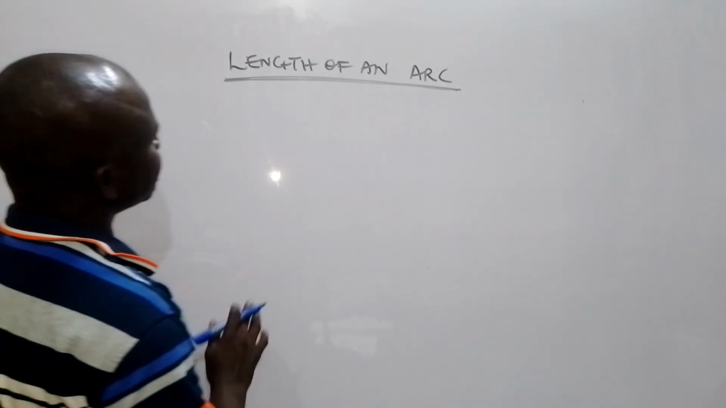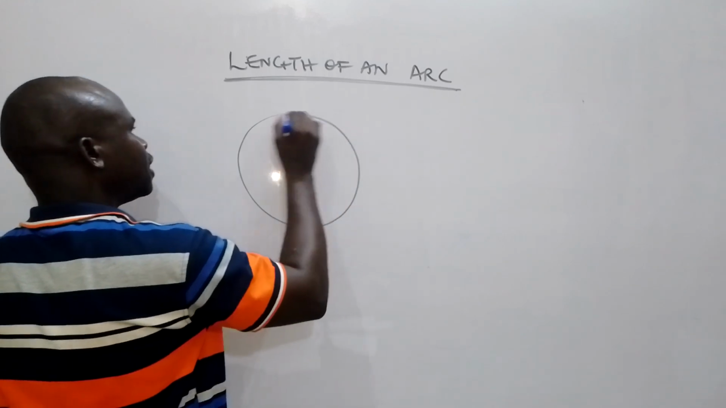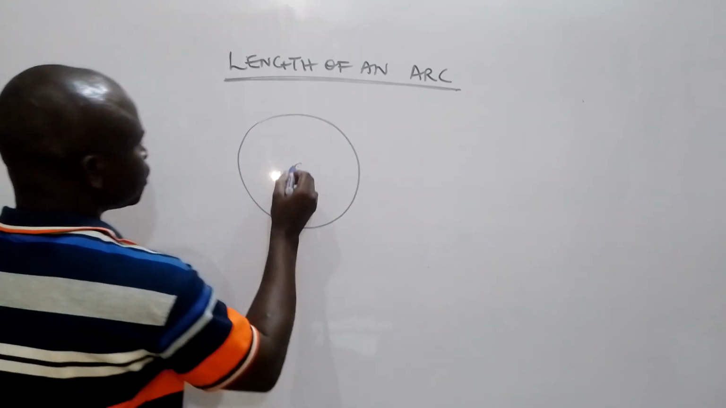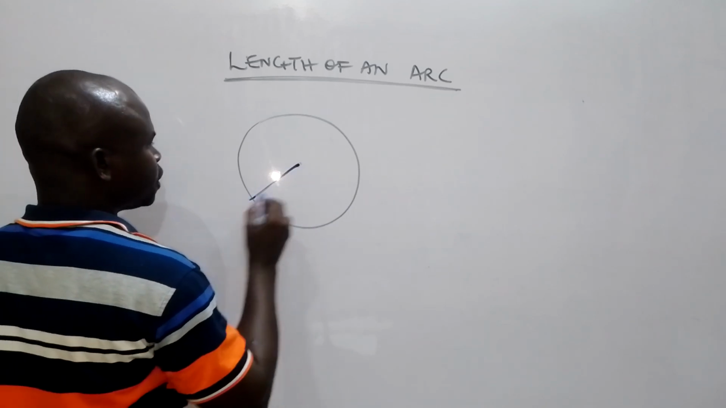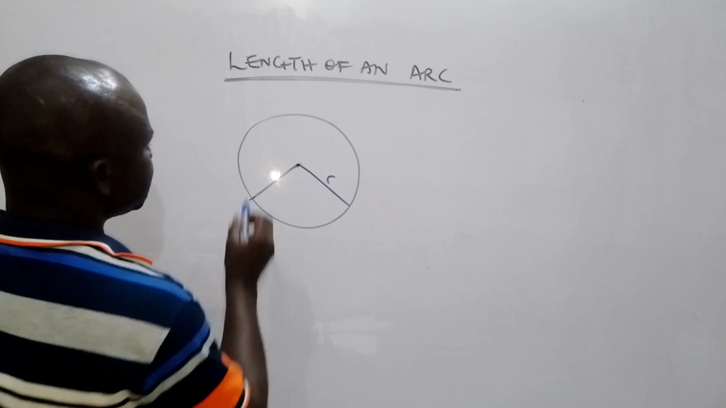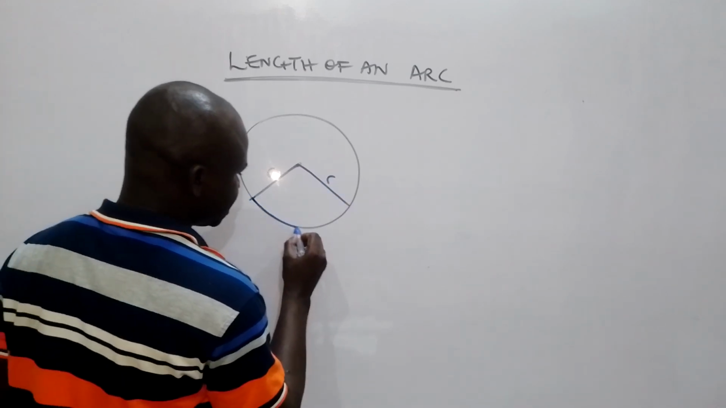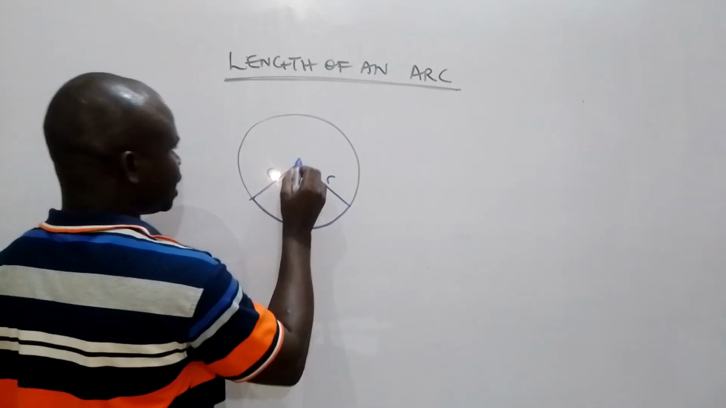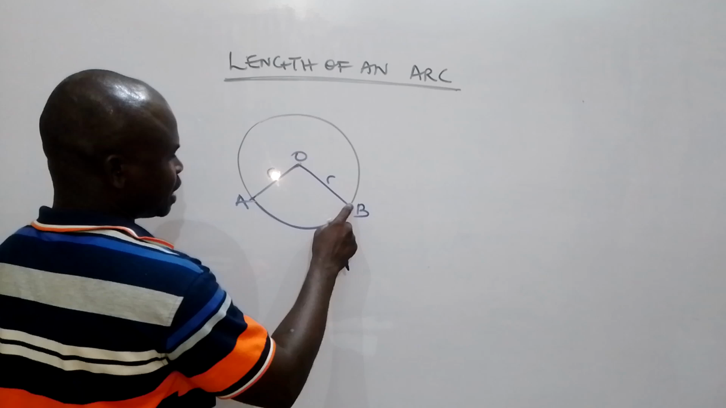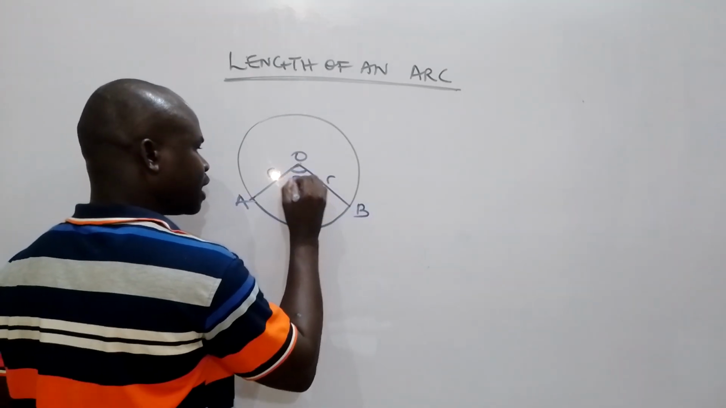So we want to look at length of an arc. Of course, if this is a circle, there's one radius here, this is another radius, this is r. Then these two radii are subtended by this arc. Let's call the center O. From point A to point B is an arc. And let's say the angle between the two radii, let's call it theta.